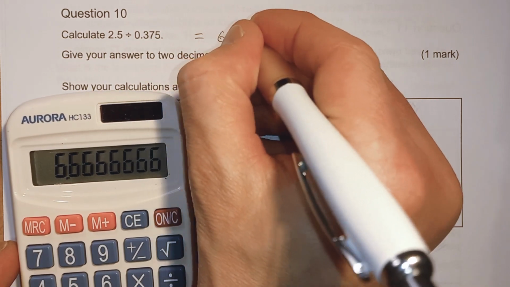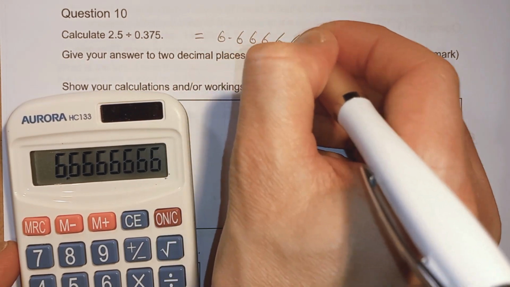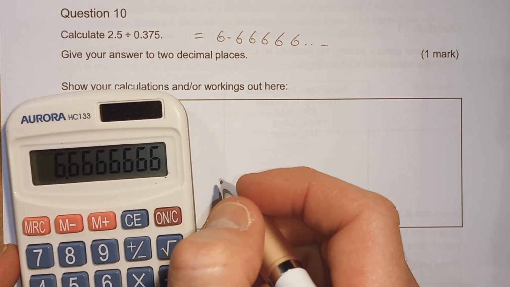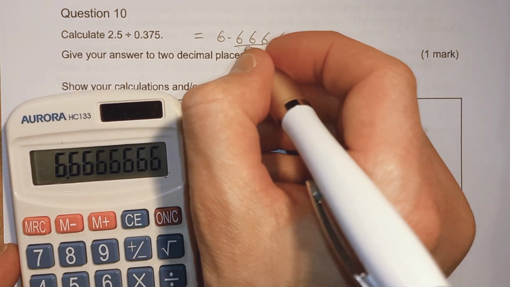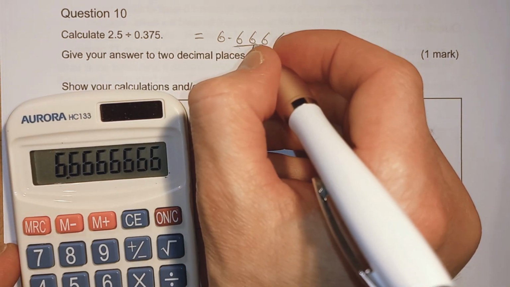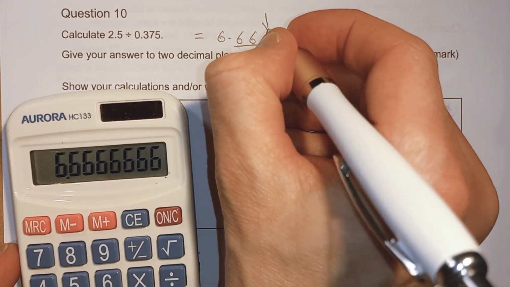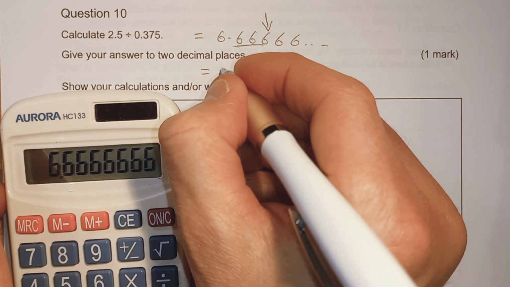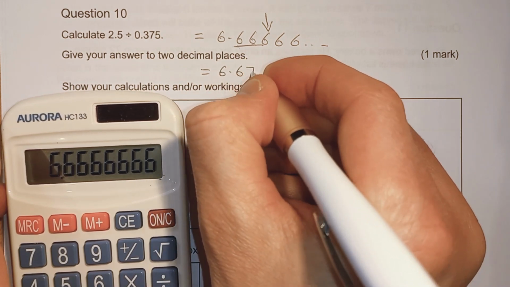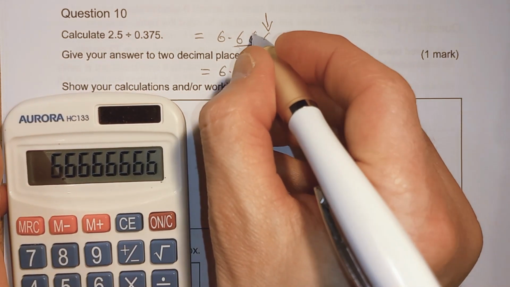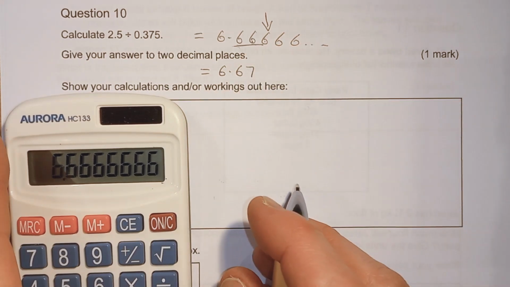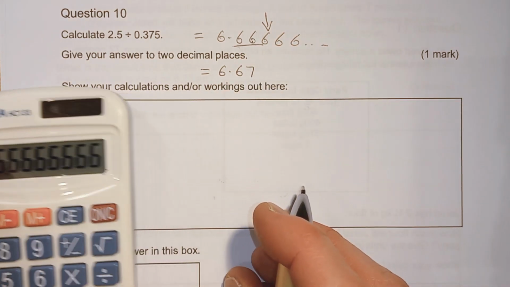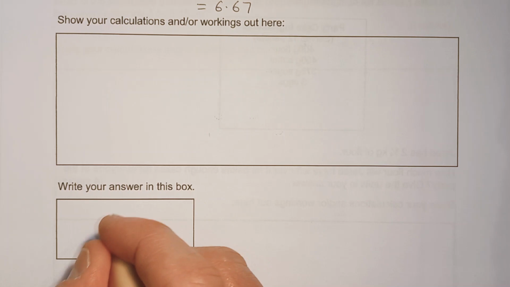We get 6.66666. They want 2 decimal places. Well, that would be 2 decimal places, 6 and 6, but we have to look to the next digit. It's more than 5, so we're going to have to round that to 6.67, because that's more than 5. This one gets increased by 1. And we can write that in here.